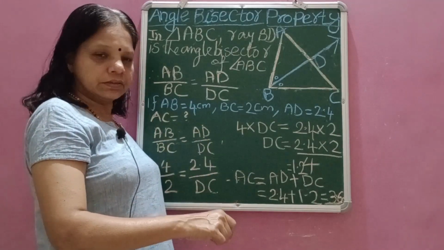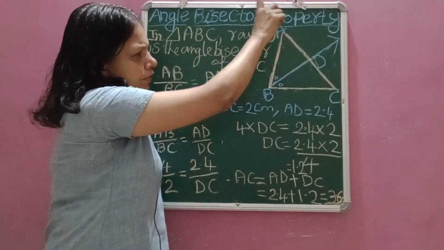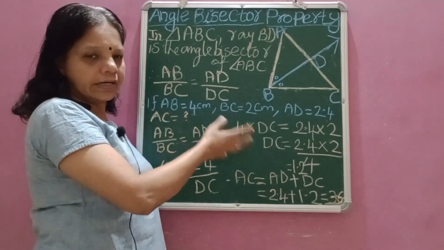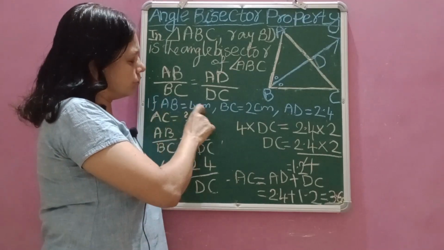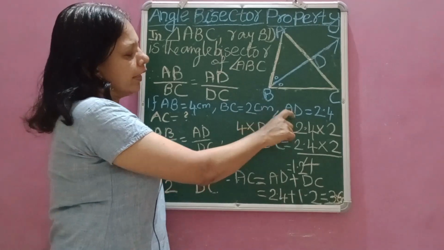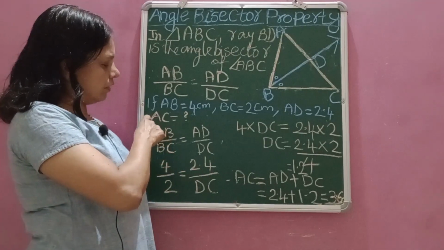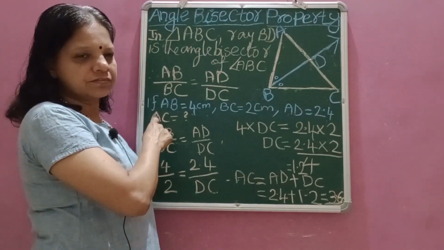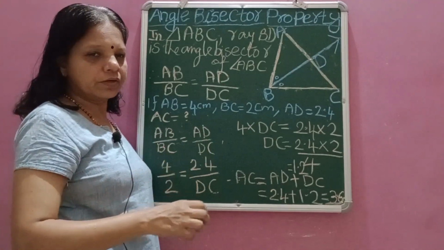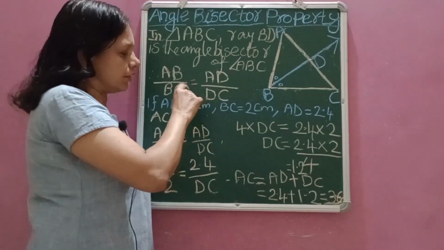Clear? For example, in the same figure, BD is the bisector of angle ABC. If AB equals 4 centimeter, BC equals 2 centimeter, AD equals 2.4 centimeter, what is the value of AC? You have to find AC. So first you have to find DC from this relation.